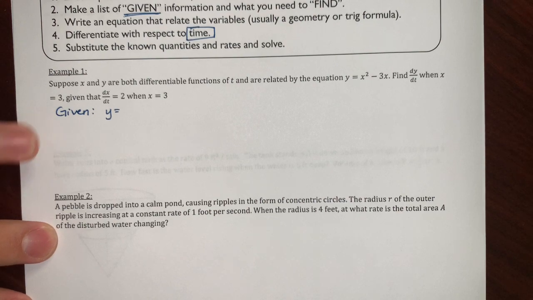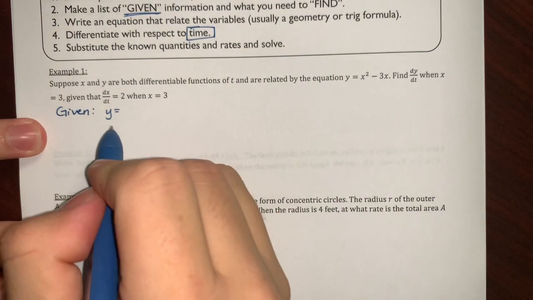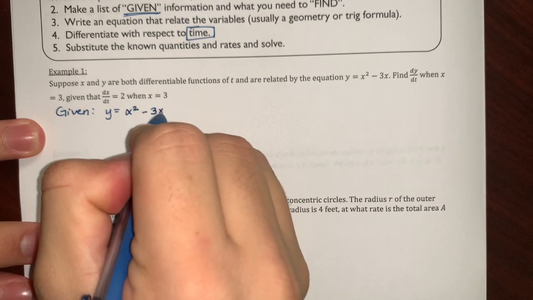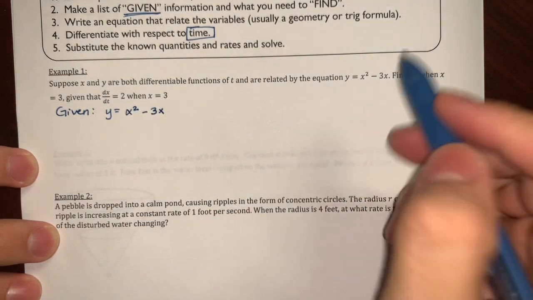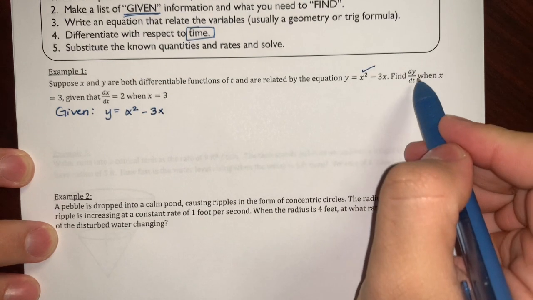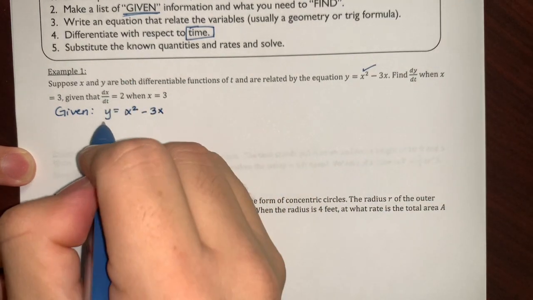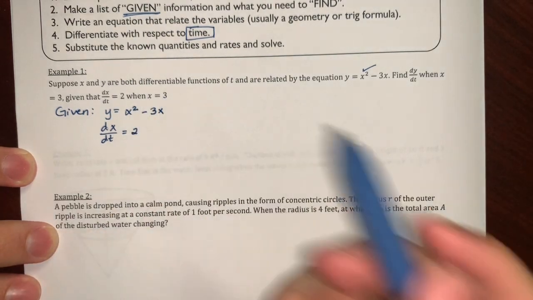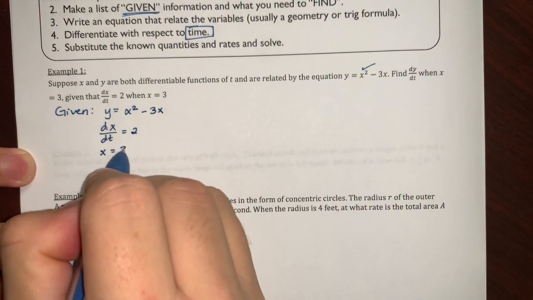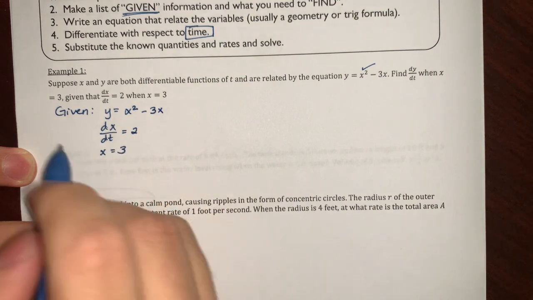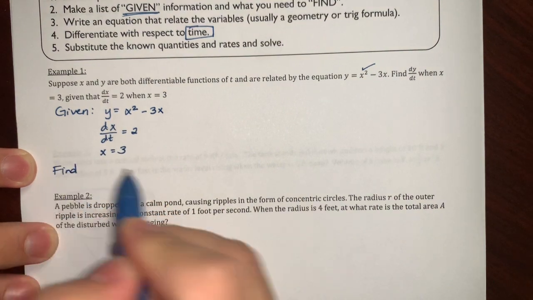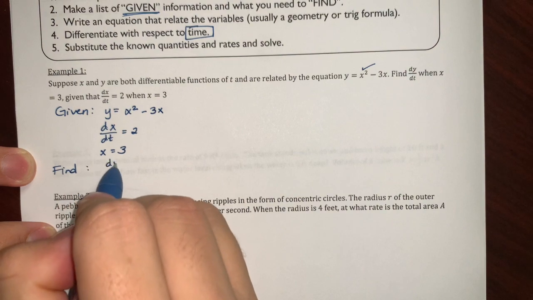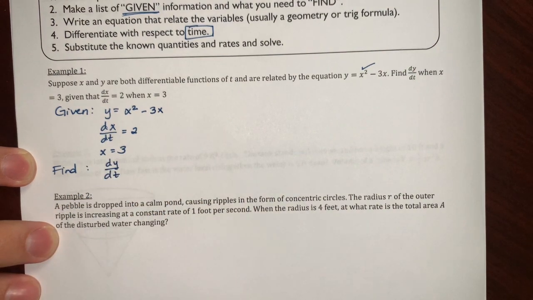What we're given here is y is equal to x squared minus 3x, okay? So we have that given, and then we're also given that dx/dt is equal to 2. And we're also given that x is equal to 3. So that's what we're given. But we need to find, and it says it in the problem, find dy/dt. All right?